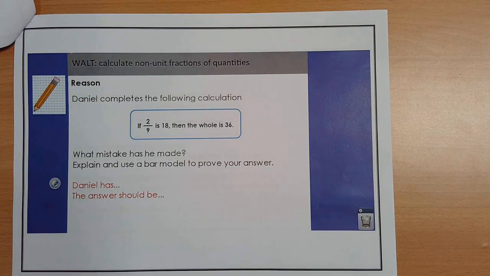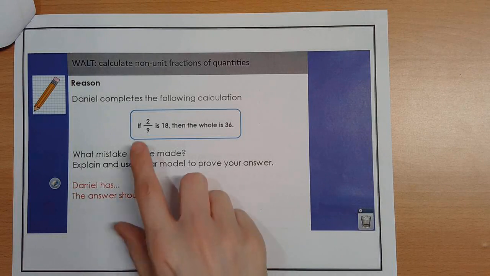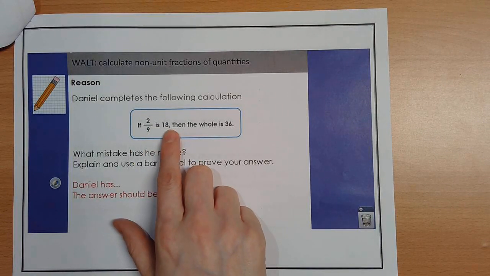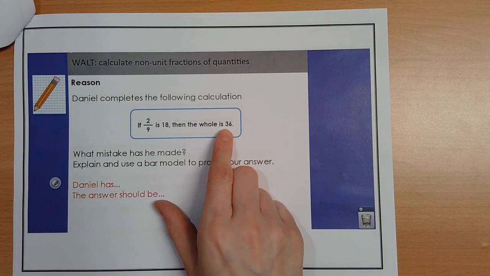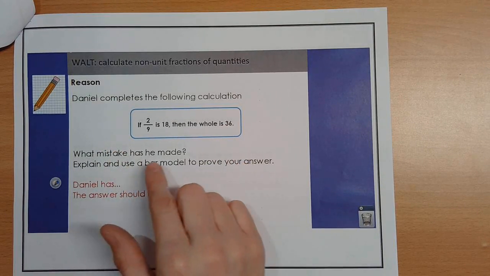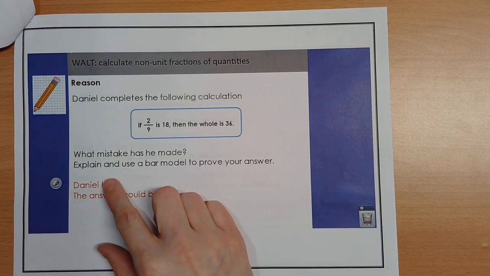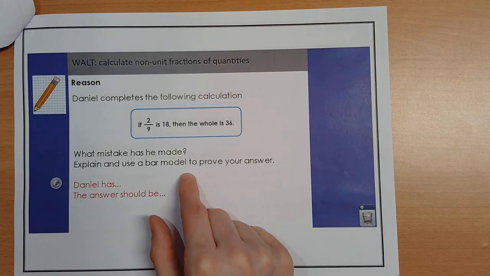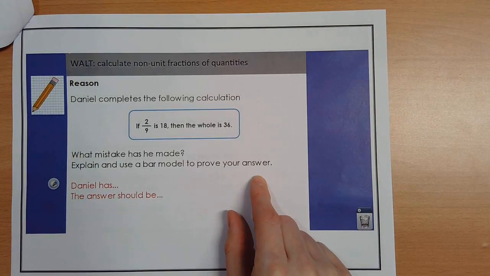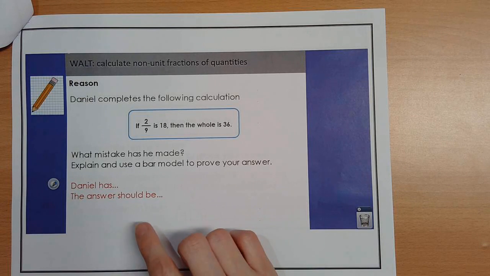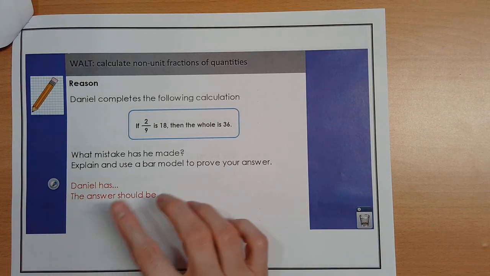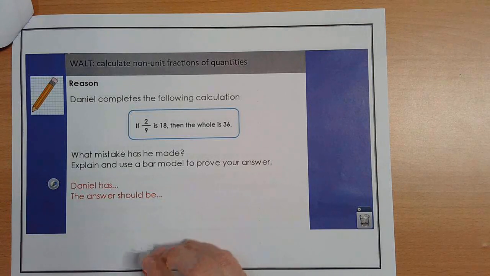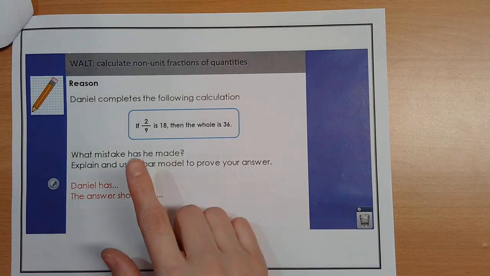Okay, so Daniel completes the following calculation. He's saying if 2/9 is 18, then the whole is 36. So I want you to think about what mistake has he made, and then explain and use a bar model to prove your answer. So I've given you some sentence starters there to help you. So Daniel has explained what mistake he's made. I don't just want to see Daniel has done it wrong. We know that it's wrong, but what do you think he could have done?